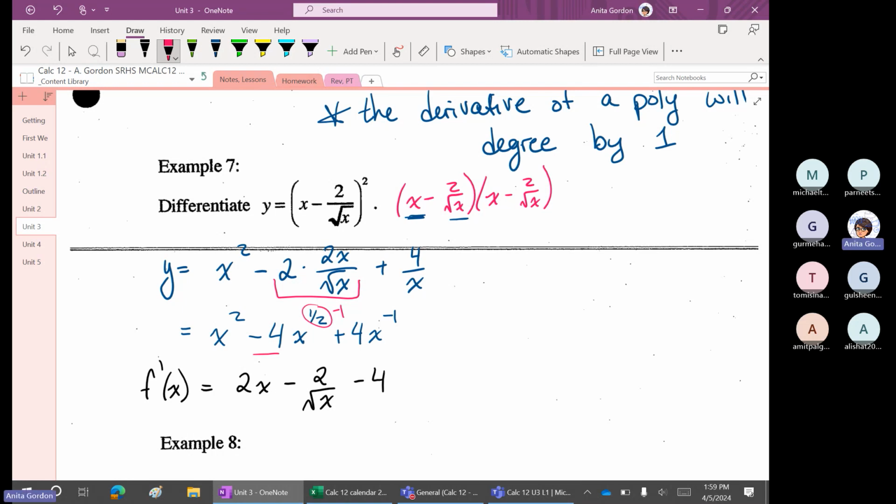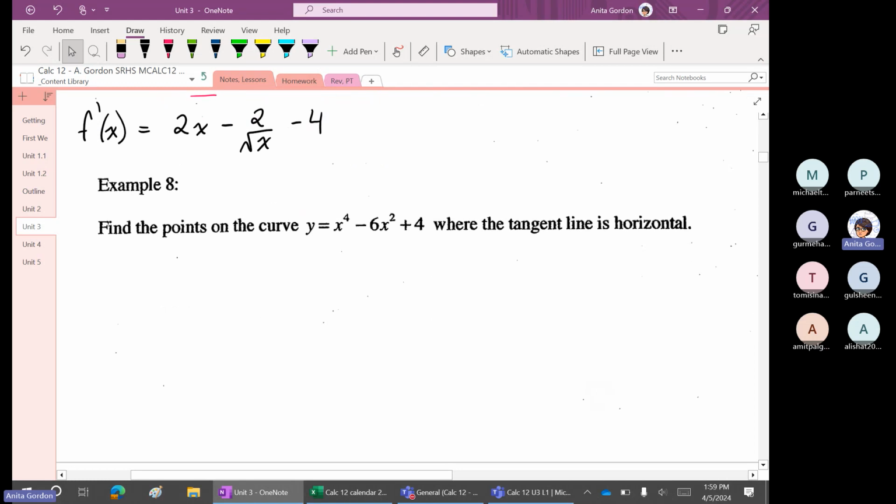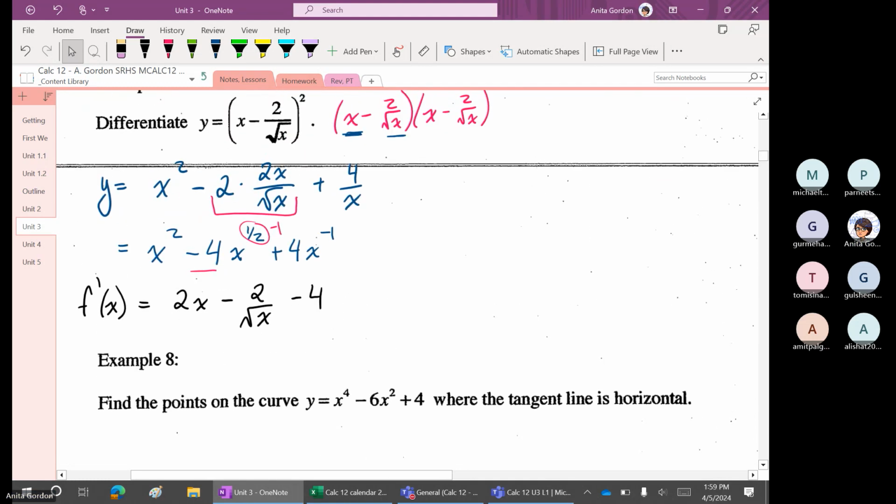Any questions on that one? I'm going to do our example 8 as our last example for today. We'll do the last page on Monday. So, yes, sir. What did I do wrong? Sorry, say that again. Yes, thank you. I missed it. Over x squared. Thank you.